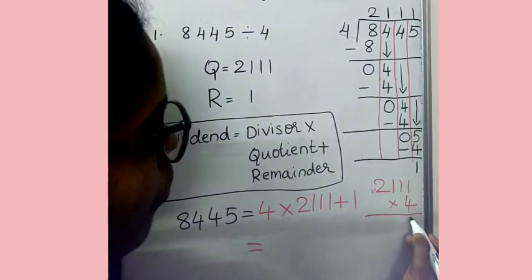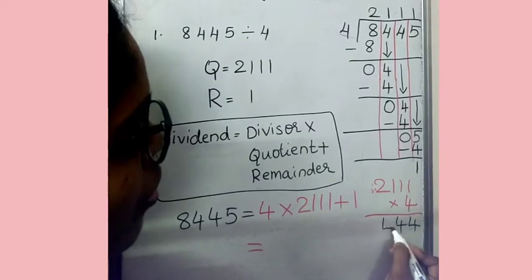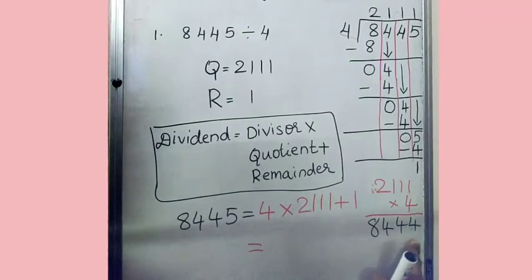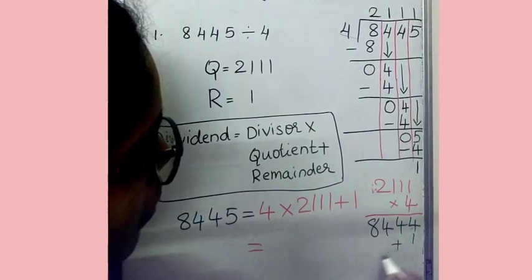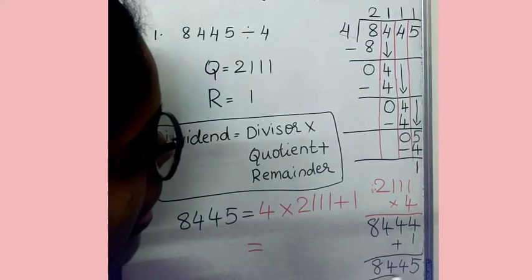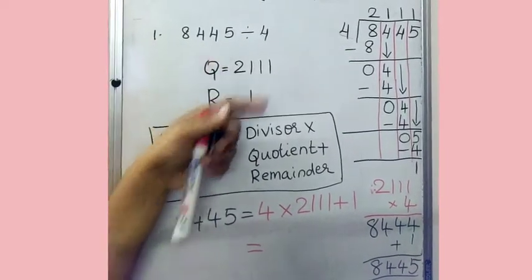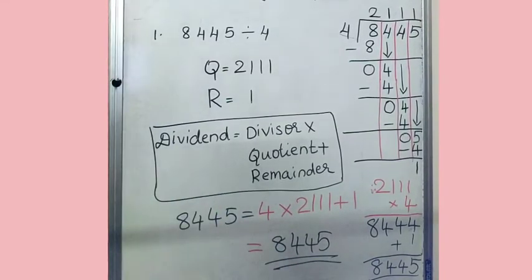1 into 4, 4. Again 1, 1 4 is 4. 2 4s are 8. 8444 plus 1. 4 plus 1, 5. Bringing down this 4 here, 8. 8445. 8445 is the answer. Our answer is correct.